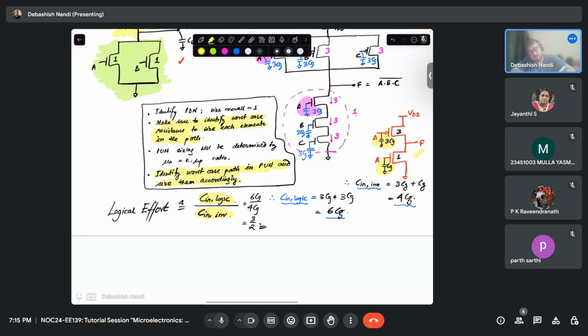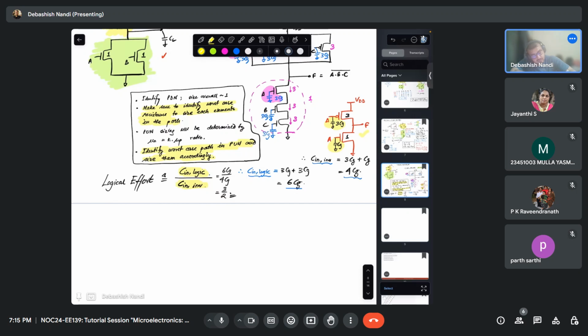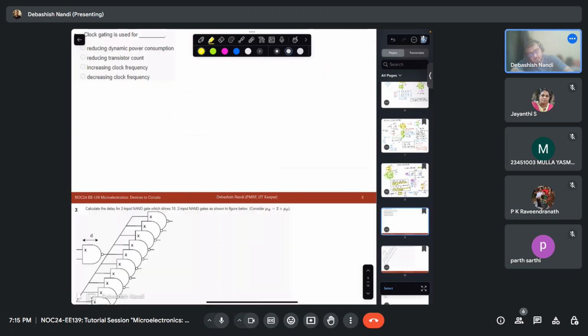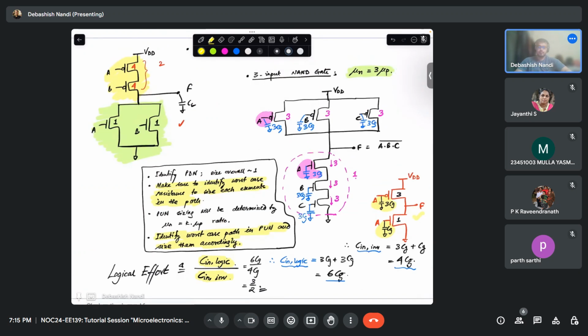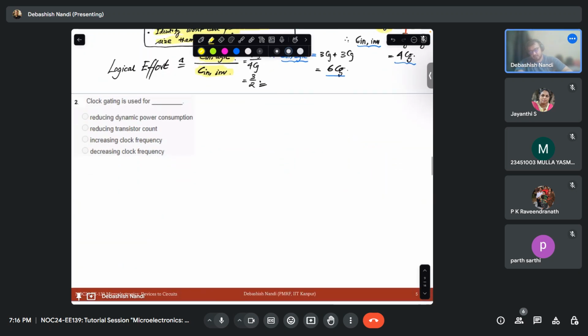Okay, so now if you are given any combinational logic, will you be able to calculate the logical effort? Still not confident? Yes, sir. So you try some problems with various kinds of combinational logic, and you will be able to calculate this kind of stuff. But understanding the basics is very important. Okay, so let's move on.